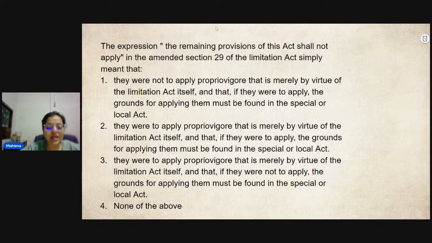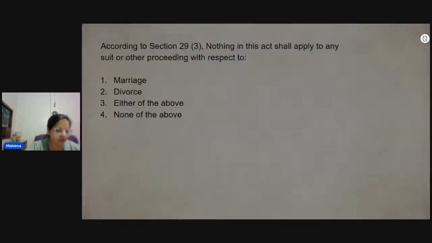Because it saves the Limitation Act, right? Section 29 saves the Limitation Act, and it makes the special or local act applicable. So they are not to be applied by the Limitation Act, but if they had to apply, only special or local acts will come into the picture. Yes, option number 1 is the correct answer.